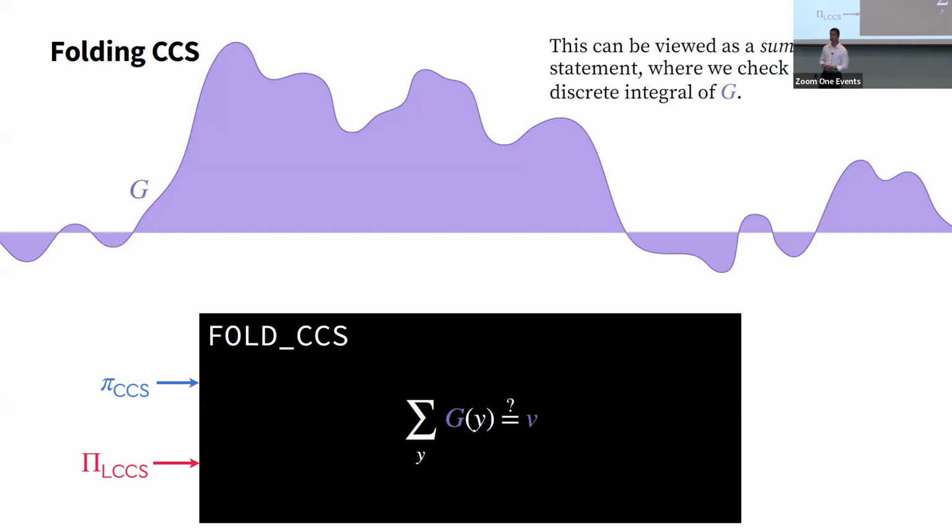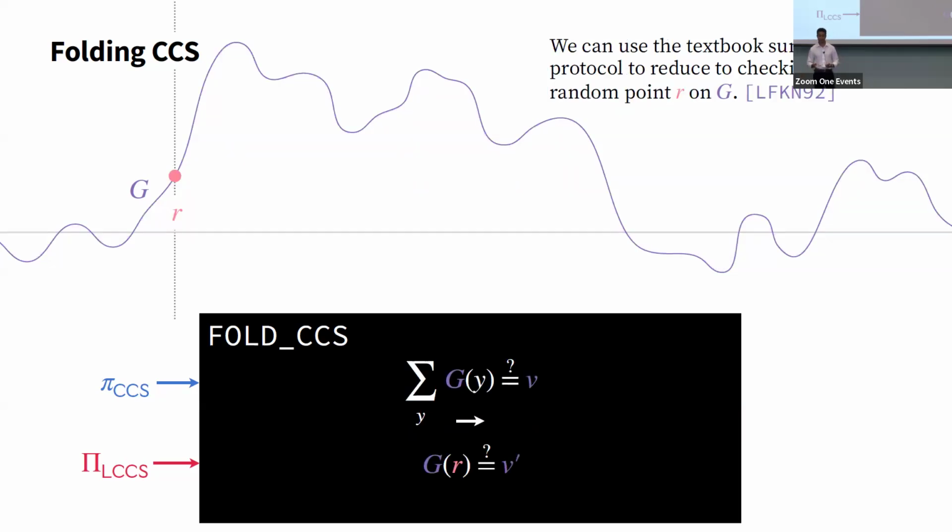Now, at this point, we can use the famous sum check protocol to reduce the task of checking a sum of evaluations to the task of checking the evaluation of G on a single random point. Okay, so we've reduced all the way from checking many different polynomials on many different points to checking a single polynomial on a single point.